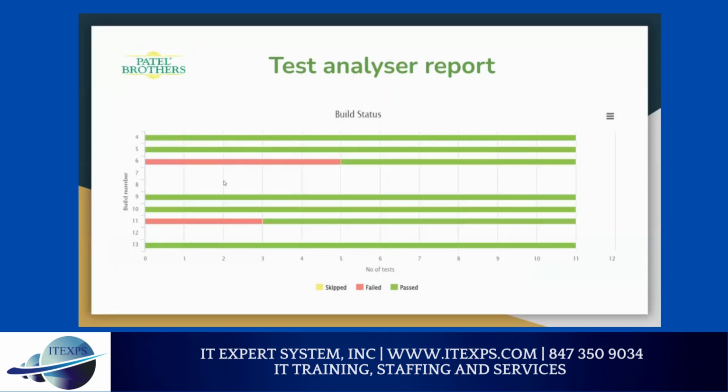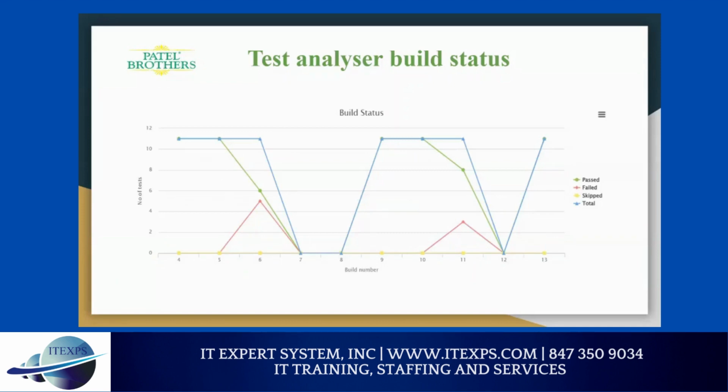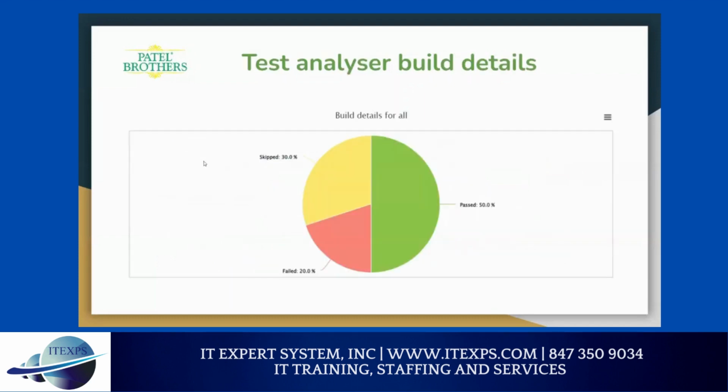Moving on to the next one. This is our analyzer build status. So it is basically showing how we are doing in total, how many of our test results have passed and built. This helps in easy analysis of how our code is working right now, and we will discuss this in detail when we are showing our project. Next. This is the build detail for the total project, like passed is 50%, failed is 20%, and skipped is 30%.